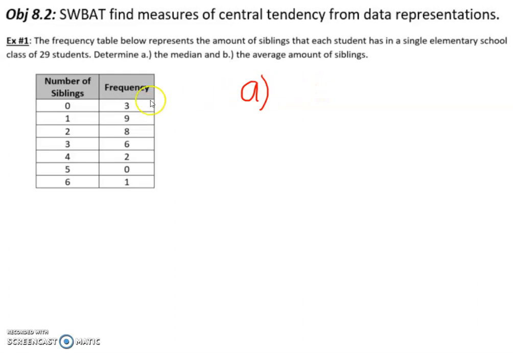So what we do is we take the total amount of students, the amount of data points, so in this case 29, and we divide it by 2. So 29 divided by 2. And what we're doing is we're finding in order which student is the amount of siblings we want to look at. So 29 divided by 2 is 14.5, which is a little awkward to have 0.5 of a student, so we're going to round up and make it 15.